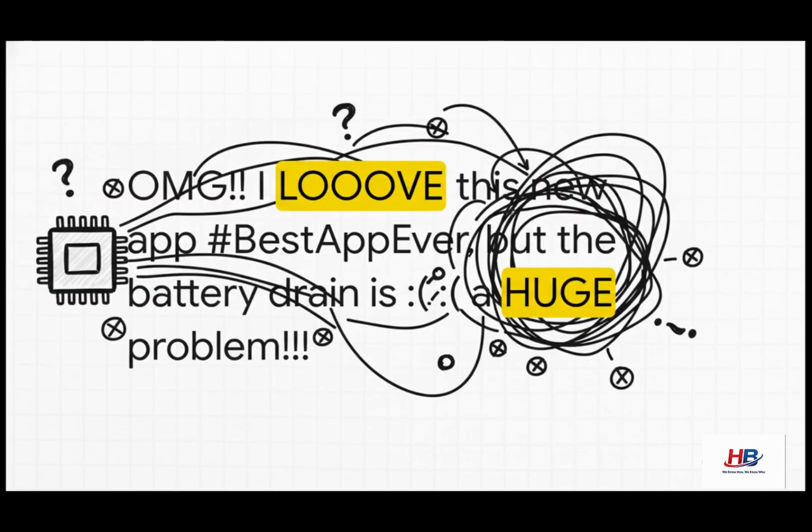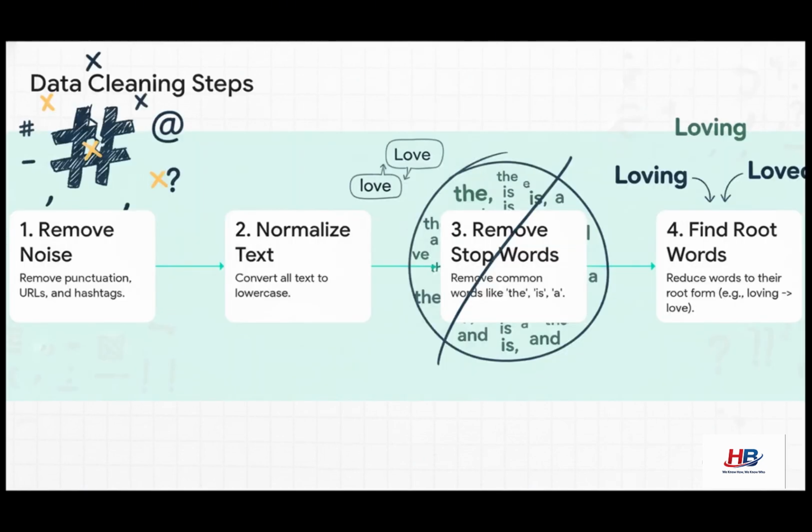Now take a look at this. To you and me, this sentence looks completely normal. This is just how people talk online. But to a computer, oh man, this is an absolute nightmare. You've got everything: slang, stretched out words, hashtags, tons of punctuation, even emoticons. How is a machine supposed to make any sense of that? Well, the answer is a really systematic cleanup process.